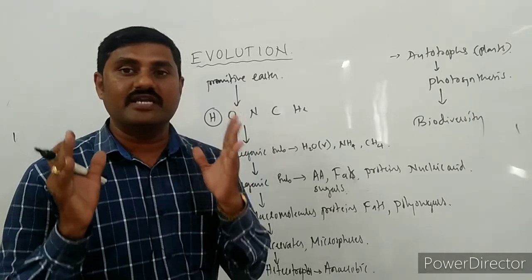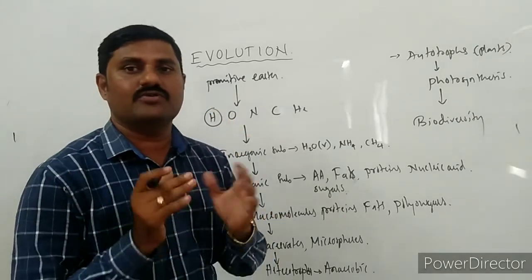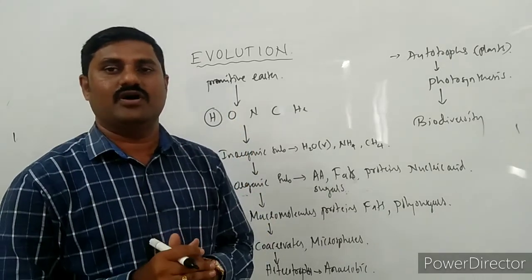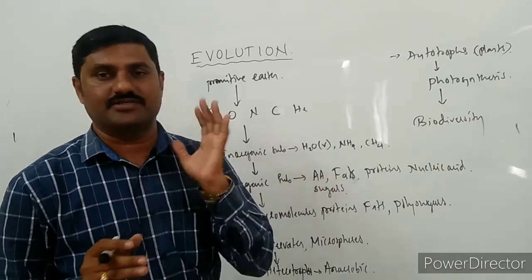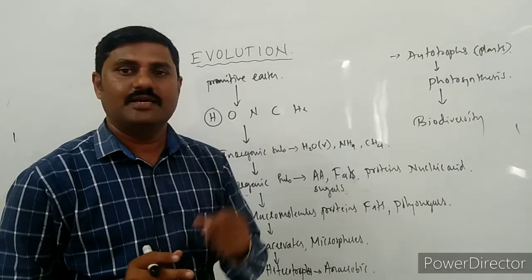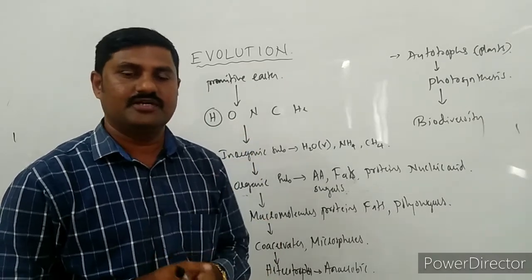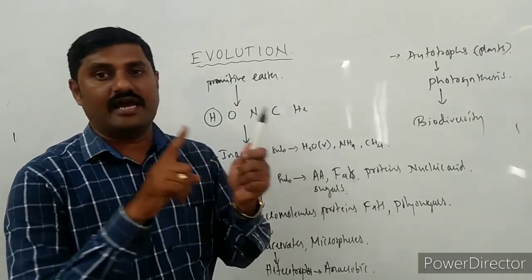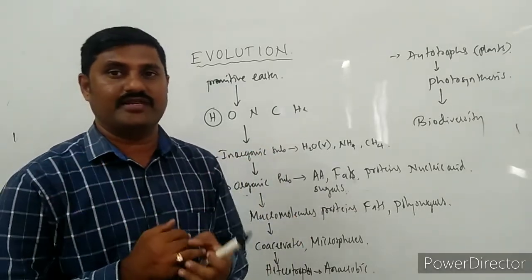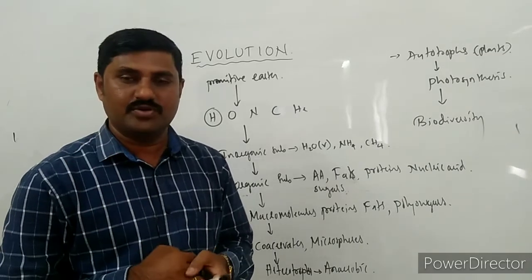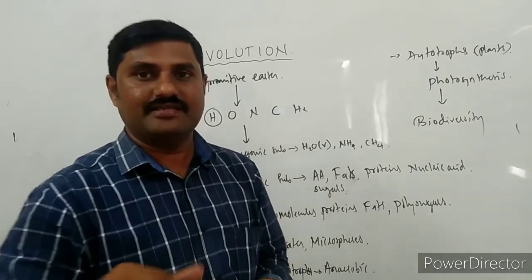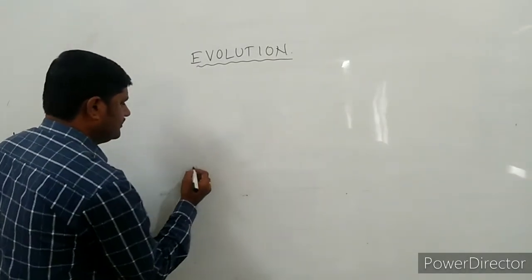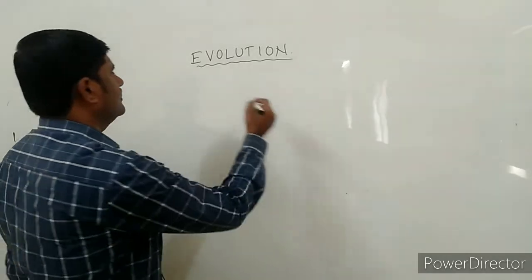One of the materials Miller used is called Miller's apparatus. He used Miller's apparatus so as to prove that inorganic components converted into organic components. So how did he prove? Let us see now. Yes, this is Miller's apparatus. Urey and Miller's experiment.